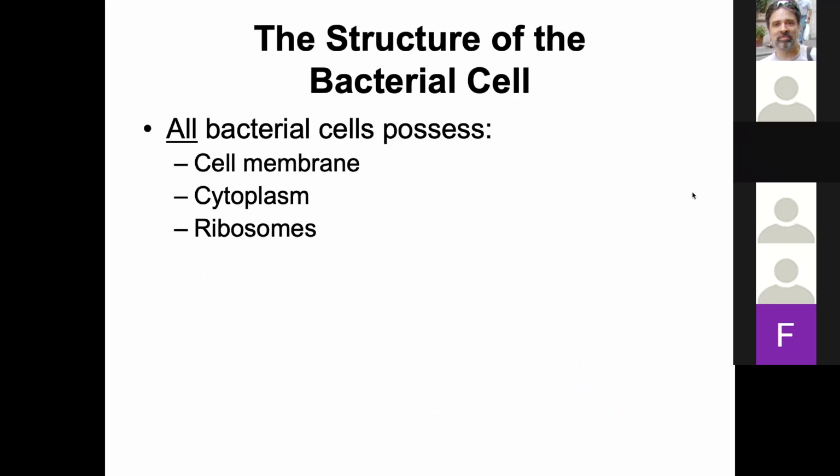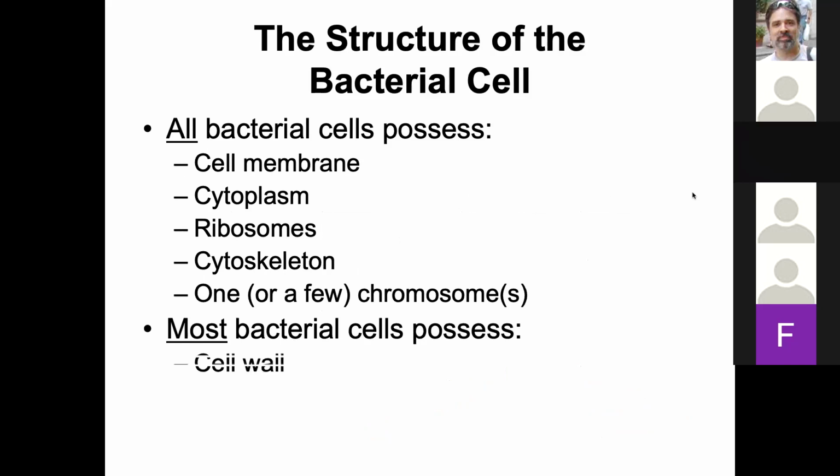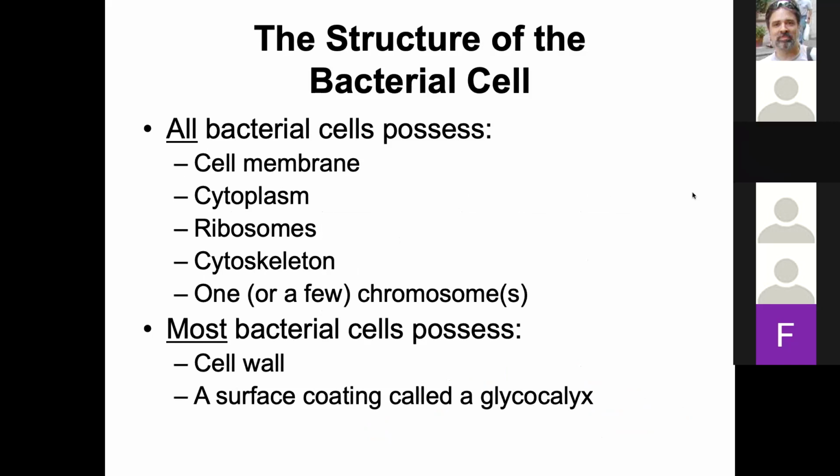All bacterial cells have a cell membrane. They have cytoplasm. They have ribosomes. They have at least one chromosome, and most have a cell wall and a surface coating known as a glycocalyx. Okay. So let's put a little detail in about these. Cell membrane is made out of phospholipid and proteins. Okay. Some of the proteins go all the way through the phospholipid bilayer. Some of them are on one side or the other.